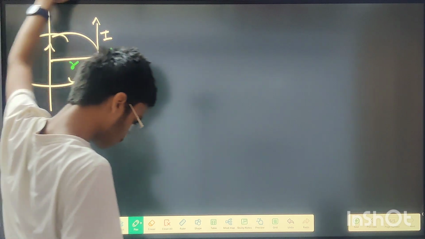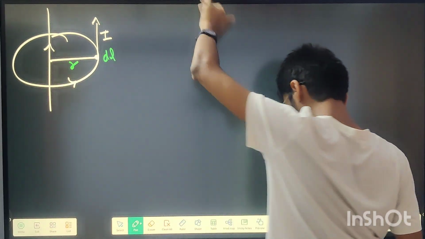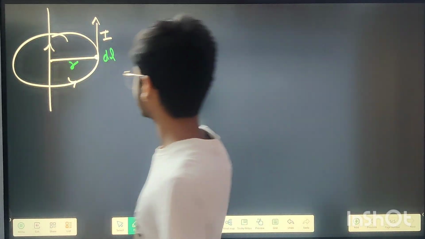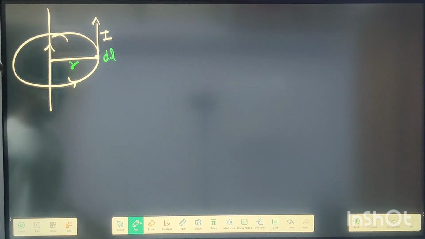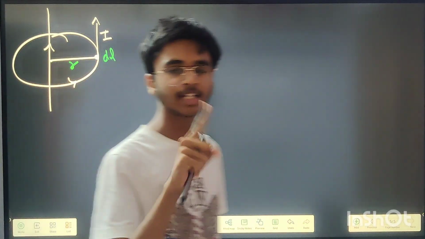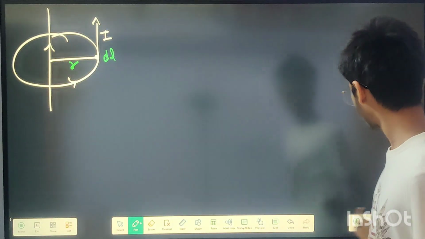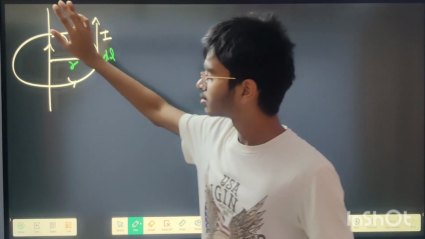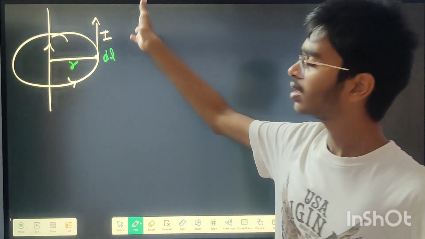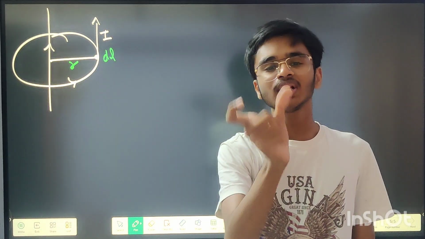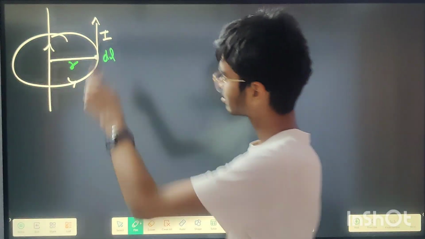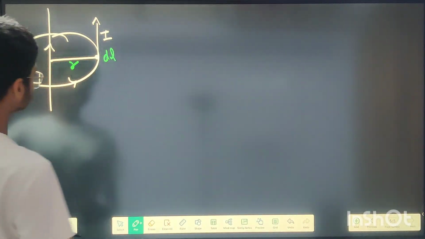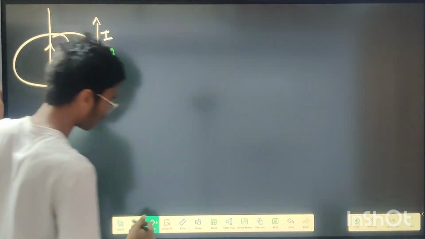So what is this dl actually? You have seen it already, it is just the length, one particular part of the length. Already in the previous video we derived the magnetic field caused by an infinitely long straight wire. Here also it is going to give you the same formula only.